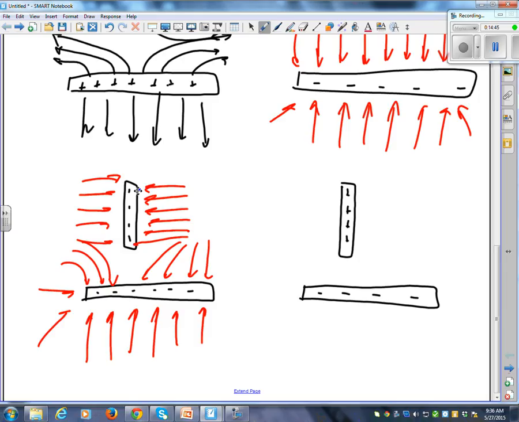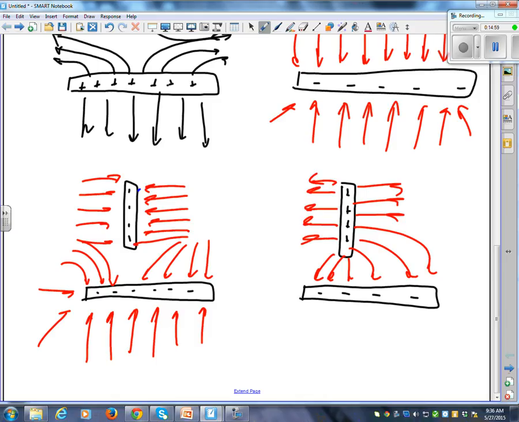Positive to negative. Okay, easy stuff, right? Guaranteed marks, right, Amanda? No problem.